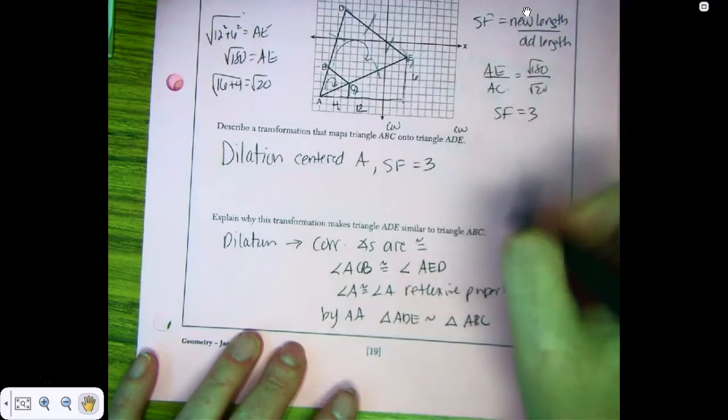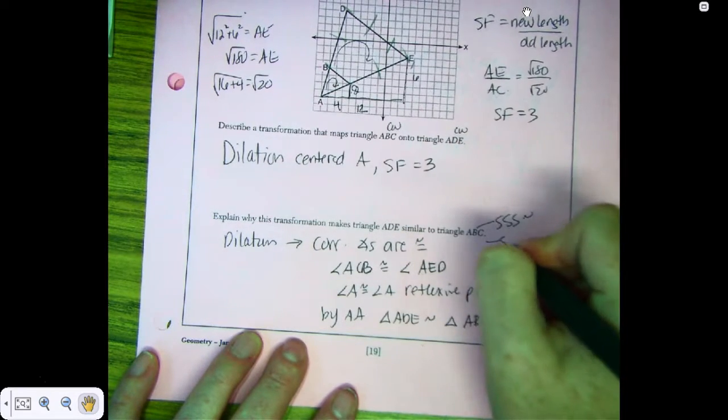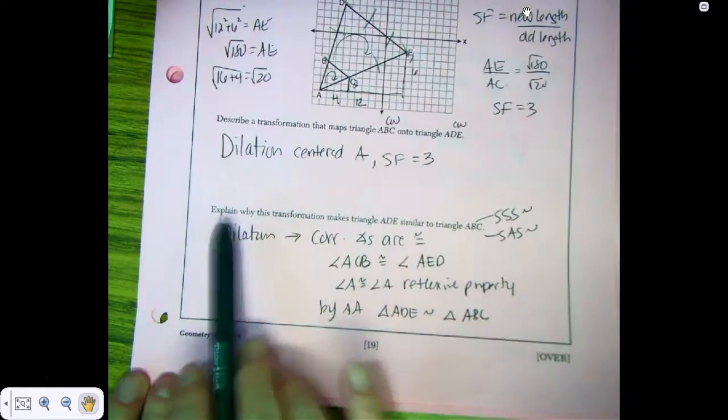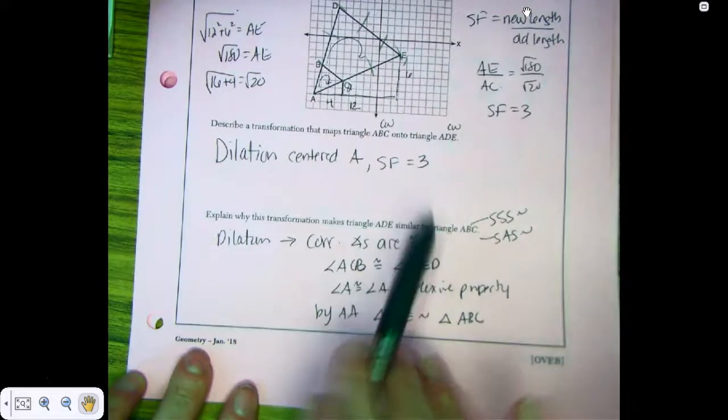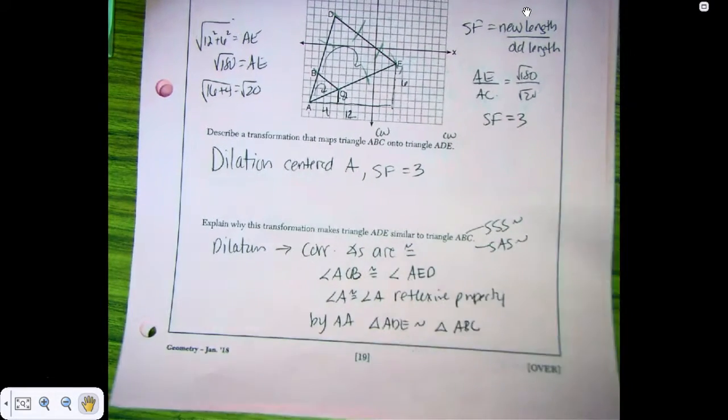You could also find the side lengths, and you could show side similarity. You know, that's what dilations do. Dilations produce similar figures because the sides are all in proportion and the corresponding angles are congruent. I'm not really sure what they're exactly going for there, but you have a couple of ways to get some credit there.